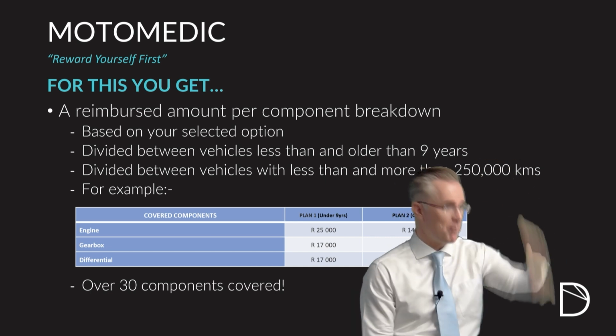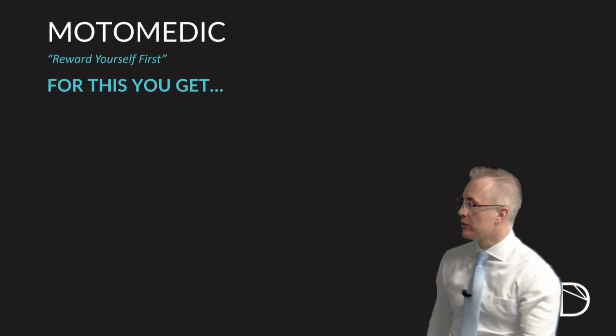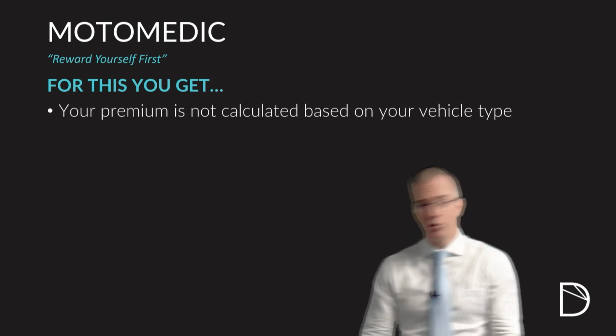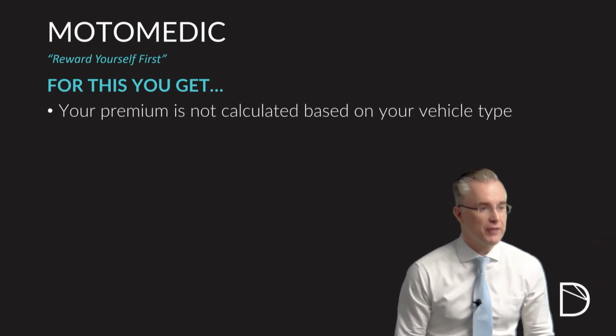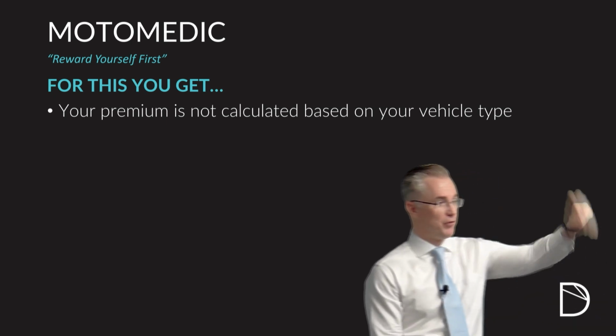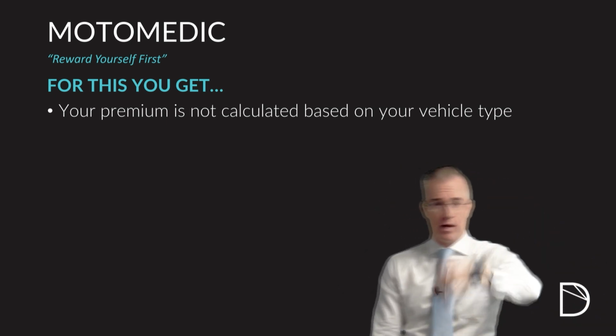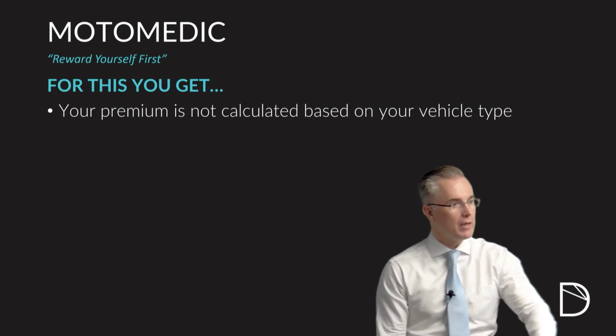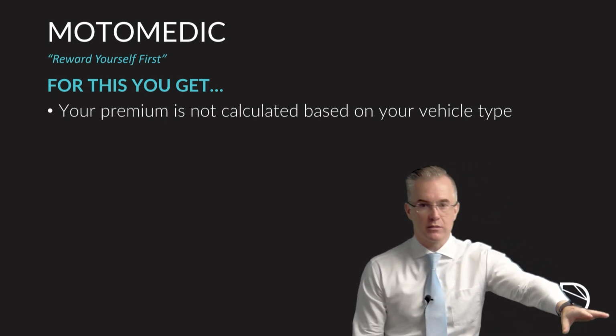The policy document is page after page of components and how much you can earn on all of them. Your premium is not calculated on your vehicle type. Remember we spoke in funeral, how they normally underwrite, like how old are you, where do you live? The same with our mechanical warranty. It's one price for all cars.